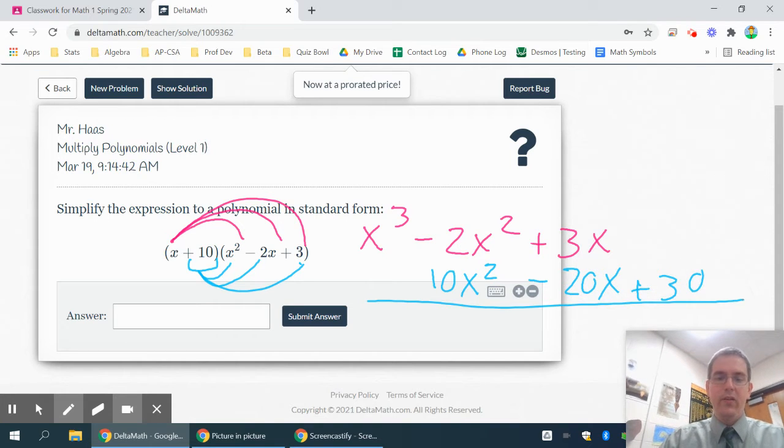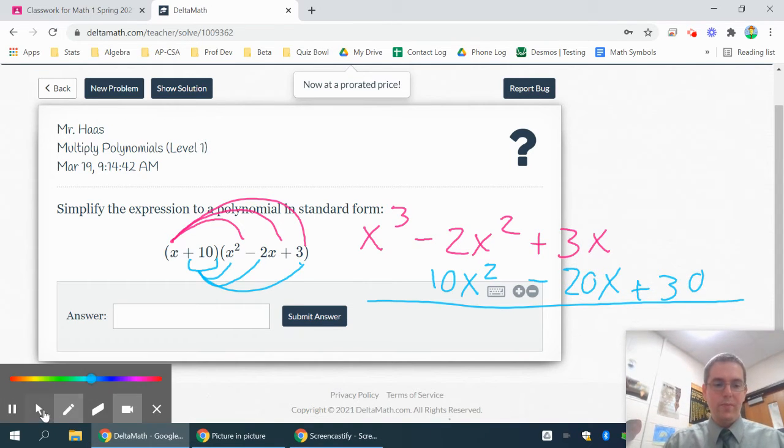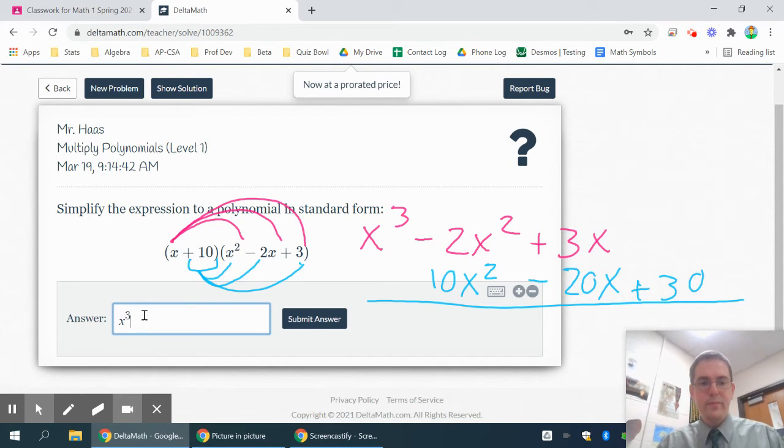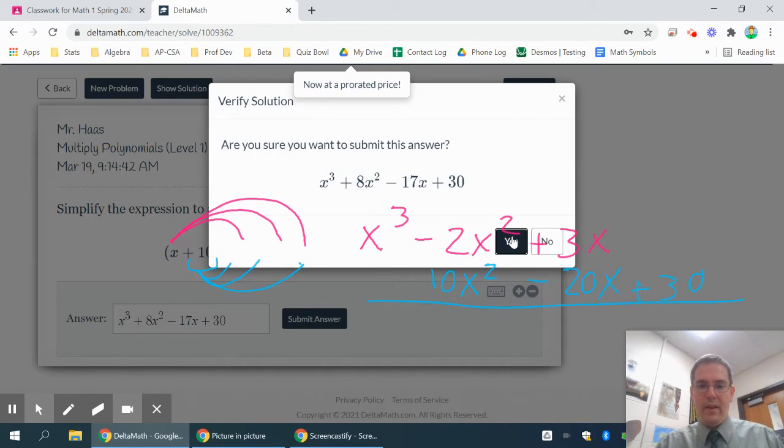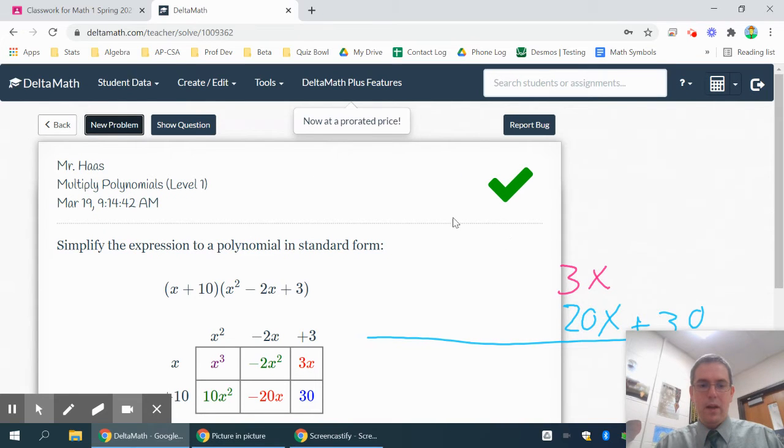Then for your final answer, you would just combine like terms. So I just have an x to the third. Then I have negative 2 and 10 will make an 8x squared. Then I have a positive 3 and negative 20 will make a negative 17x, and then a plus 30 on the end. So I can submit that, and that will be my answer.